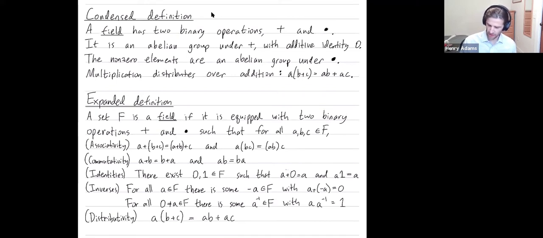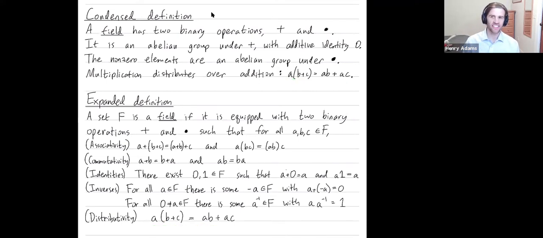Inverse is, for any element A in our field, there's some additive inverse such that when you add A to its additive inverse, you get the additive identity 0. Now, not every element has a multiplicative inverse, but every non-zero element has a multiplicative inverse. So for every non-zero element A, there's some multiplicative inverse, so that A combined with its multiplicative inverse is the multiplicative identity 1. And again, I don't need to specify that A inverse times A is equal to 1, because commutativity specifies already that A inverse times A is equal to A times A inverse, which I've told you is 1. And then, of course, we have the same distributivity property.